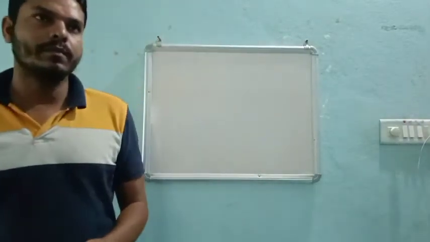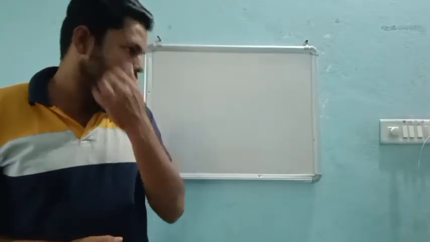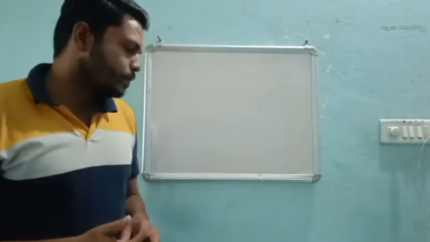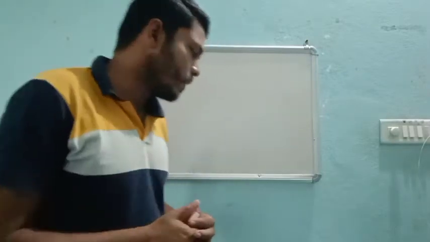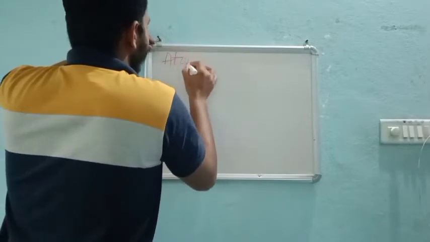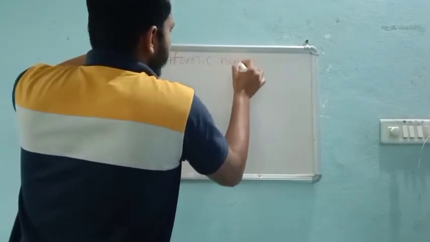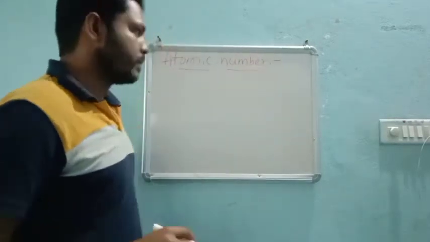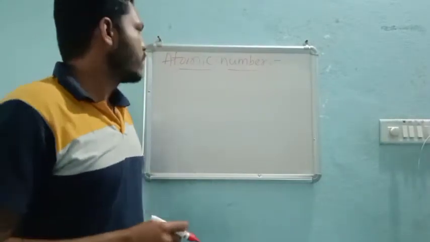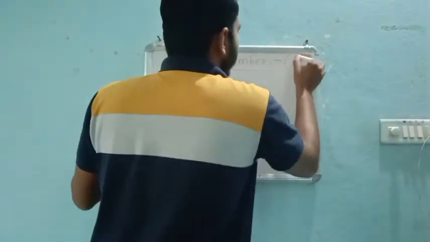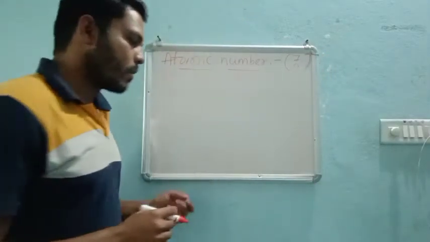In the last class, we completed Dalton's atomic theory. As I said, today we will start a very basic part of our chemistry, that is atomic number. I have already explained it during the basic classes, but according to your syllabus, the next part of this chapter is the atomic number, which is denoted by the letter Z.